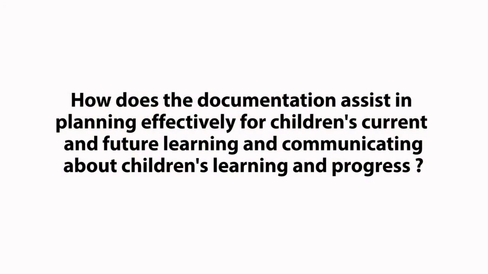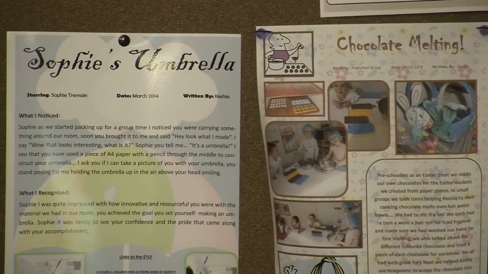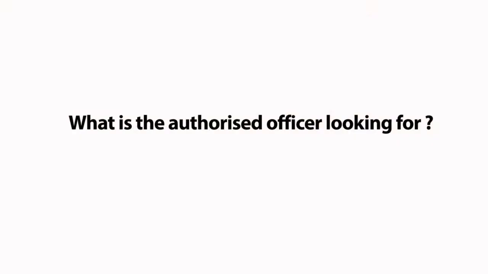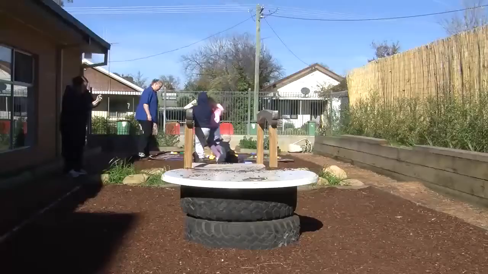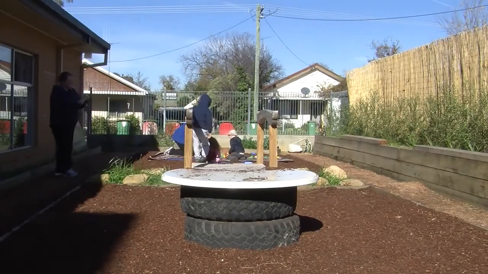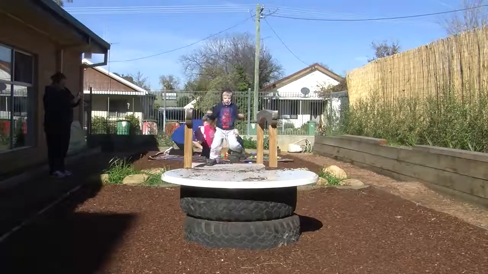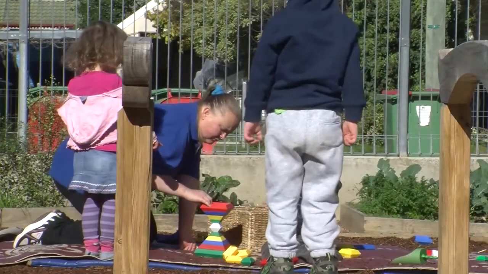Ask yourself, how does the documentation assist in planning effectively for children's current and future learning and communicating about children's learning and progress? Another question I'm frequently asked is, what is the authorised officer looking for when they are assessing and rating? The authorised officer will observe, discuss and cite supporting documentation to identify examples and evidence that your service is meeting the National Quality Standard and legislative requirements.